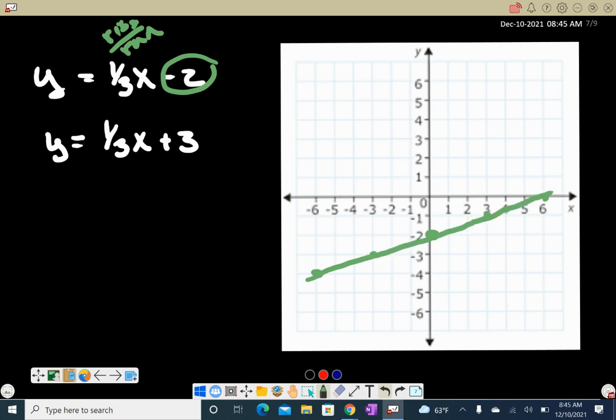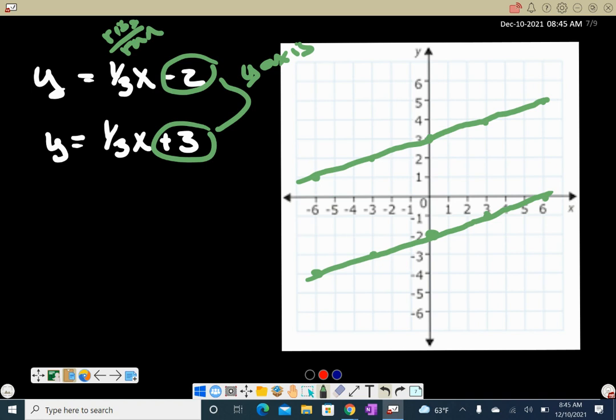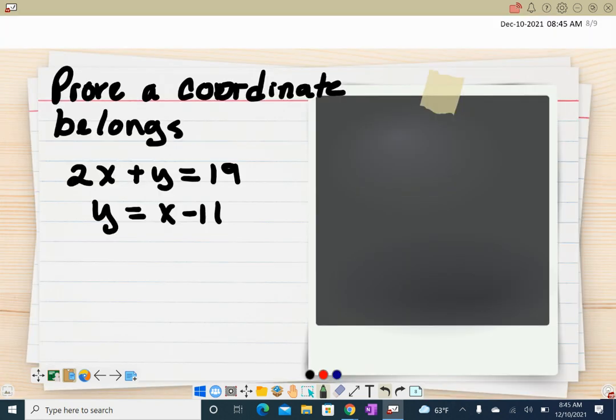There's my line. Okay. All right, what if I do 1/3 x plus 3? That means that my y-intercept is up at a positive 3. Remember, this number is always on the y-axis. It's the y-intercept. Again, I got to go up 1 and right 3. Down 1 and left 3. So got my line, and they are parallel. What does it mean when you have two lines that are parallel? No solution.